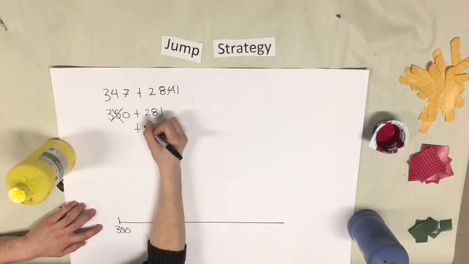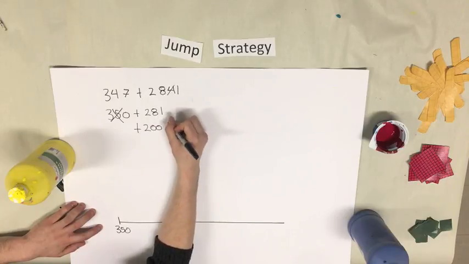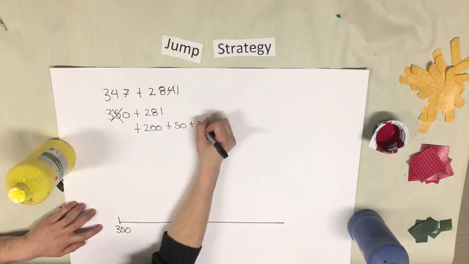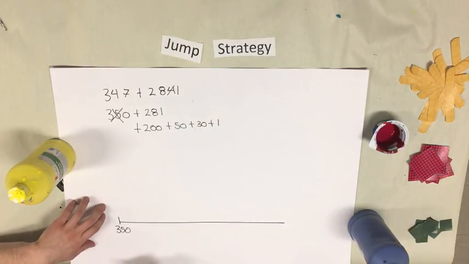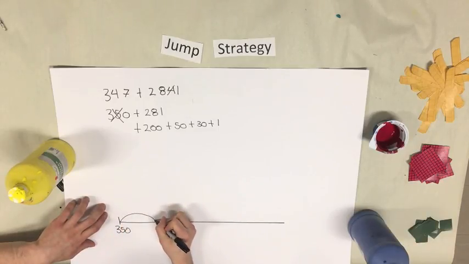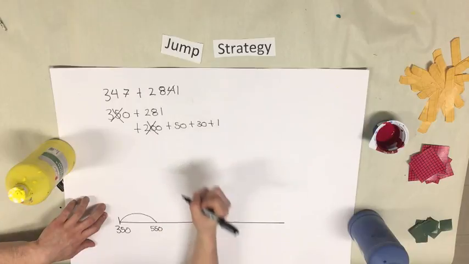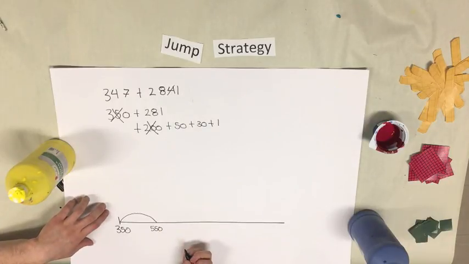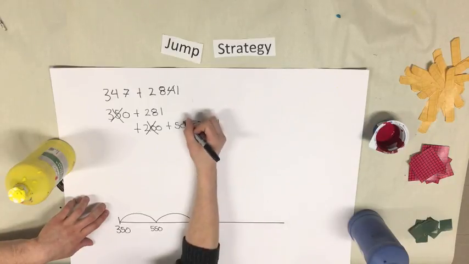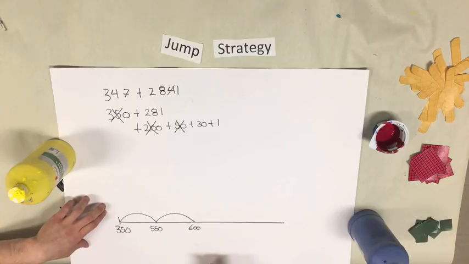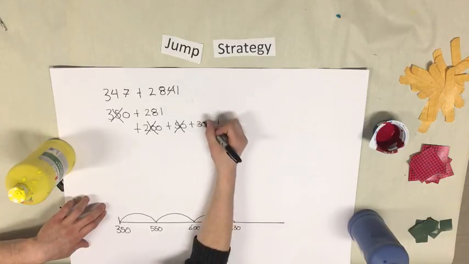Then I'm going to break up or expand 281. Now I'm going to add them to the number line individually and cross them out as I go. So first we're going to add 200 to 350, which gives us 550. I can now cross that out up top. Now we're going to add 50 to 550. That gives us 600. I can now cross 50 out. Now we're going to add 30 to 600. That gives us 630. I can now cross that out.